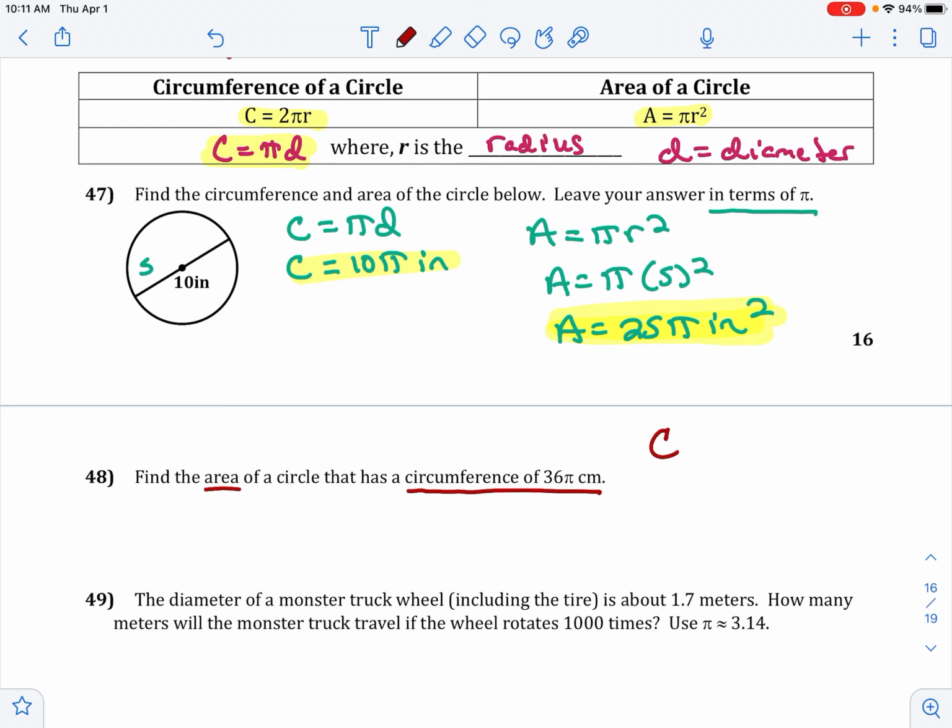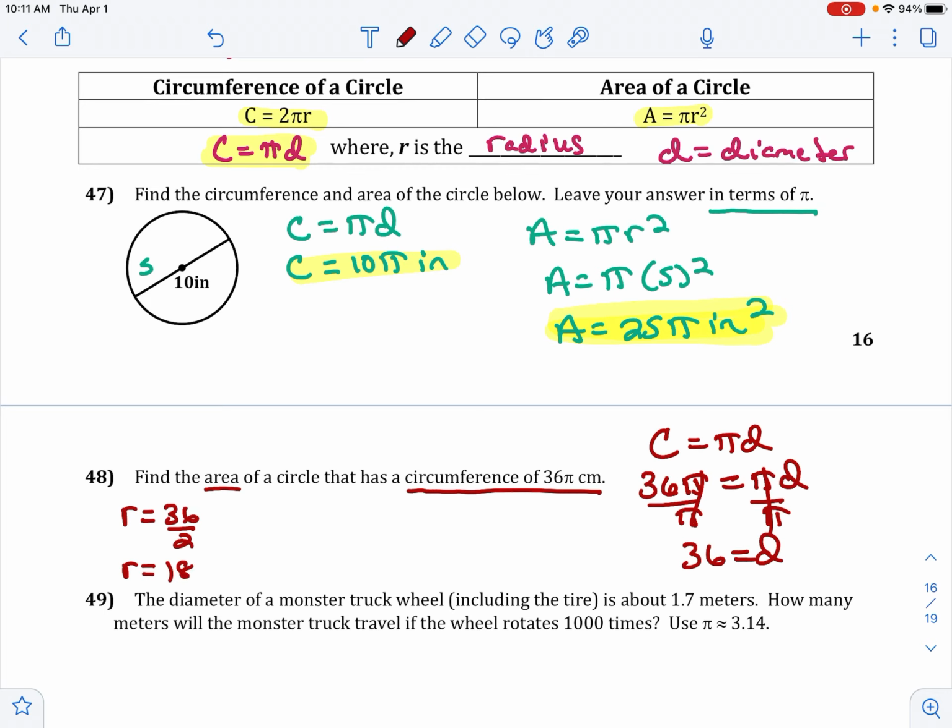Since they gave me the circumference, and I know circumference is pi d, and they told me their circumference is 36 pi, I can say 36 pi equals pi d. The pi's would cancel if I divided out the pi's, and we can see that the diameter would have to be 36. If the diameter is 36, then the radius must be half of that, 18. So I was able to pull the radius from the circumference. If the circumference is 36 pi, 36 has to be the diameter, and half of that is 18.